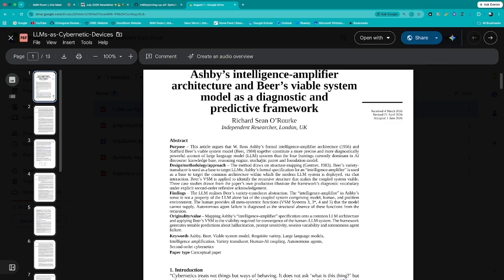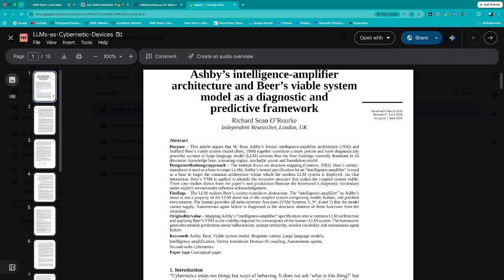Beer's viable systems model was applied to identify the recursive structure that makes this coupled system viable. So you have this closed-loop feedback system between, say, the user and the large language model. Then he uses the viable systems model to characterize that system and identify the recursive structure there, and make sure that we are targeting the right kind of interactions that allow for augmentation or intelligence amplification. Three case studies drawn from the paper's own production illustrate the framework's diagnostic vocabulary under explicit second-order reflexive acknowledgement.